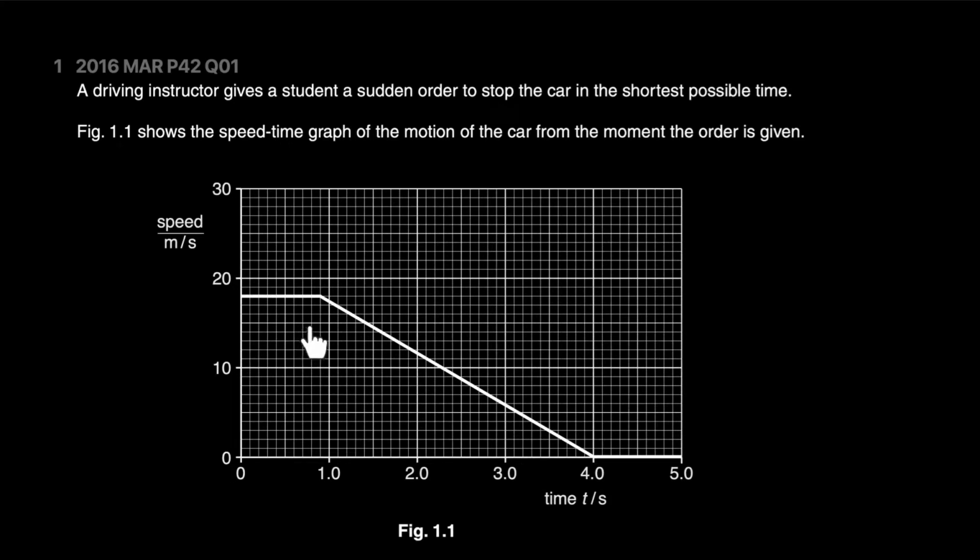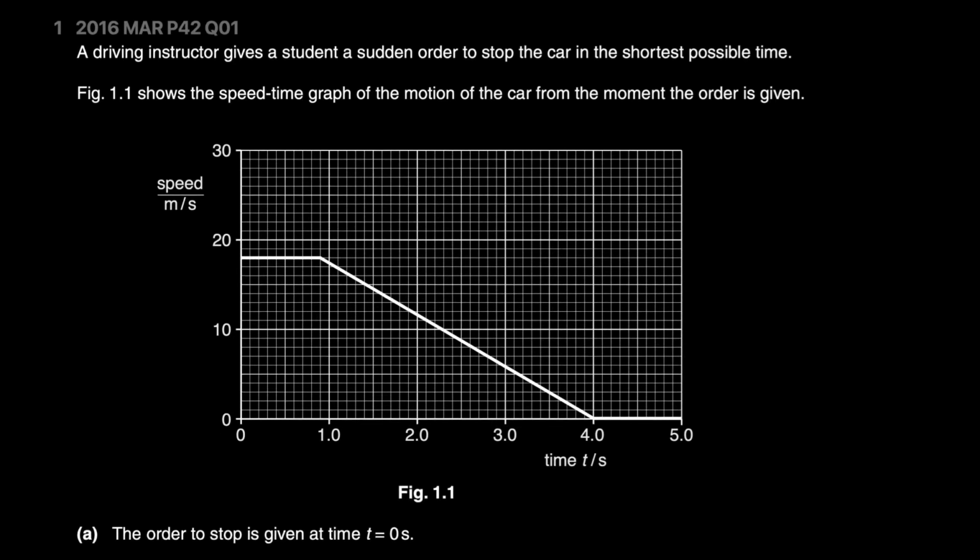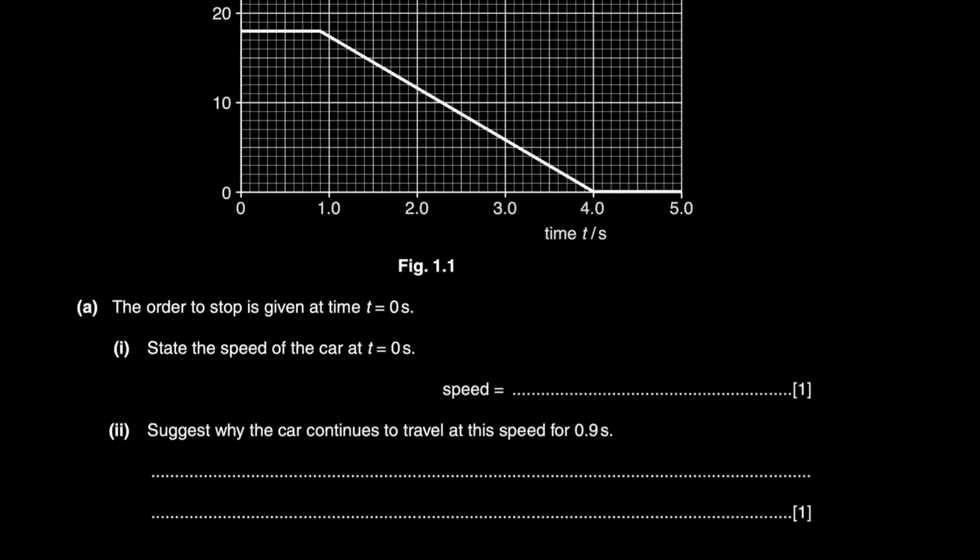Why is there a delay? Well, it's very likely it's a reaction time. Let's try to tackle the first part of the question. The order to stop is given at time equals 0. State the speed of the car at 0 seconds. So we've already kind of figured it out.